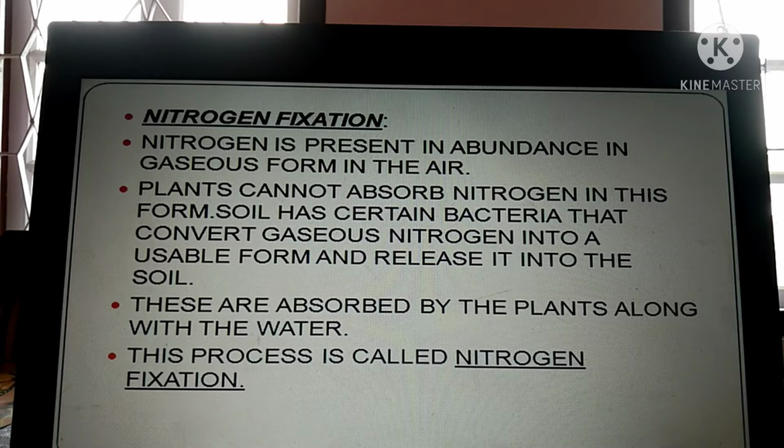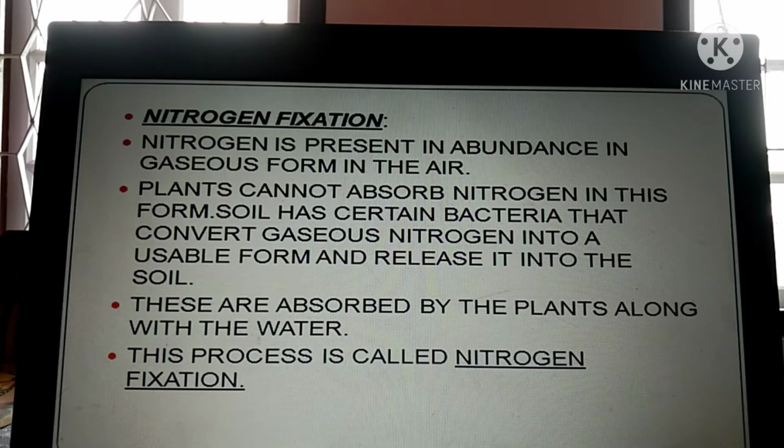All of you know how plants absorb carbon dioxide, isn't it? Plants absorb carbon dioxide through the stomata, which are present in the leaves. That means carbon dioxide is directly taken from the air by the plants. But nitrogen, although it is present in air, cannot be absorbed directly from the air, because the molecule of nitrogen is very big, so it cannot enter the leaves.